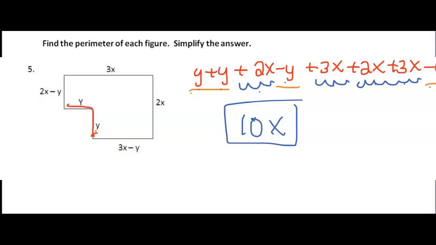Once again, underlining maybe your y's. Squiggles under x. So I have 2x plus 3x plus 2x plus 3x. So you get 10x. And then plus y is 2y minus y minus y. So all your y's cancel. So you get 10x.